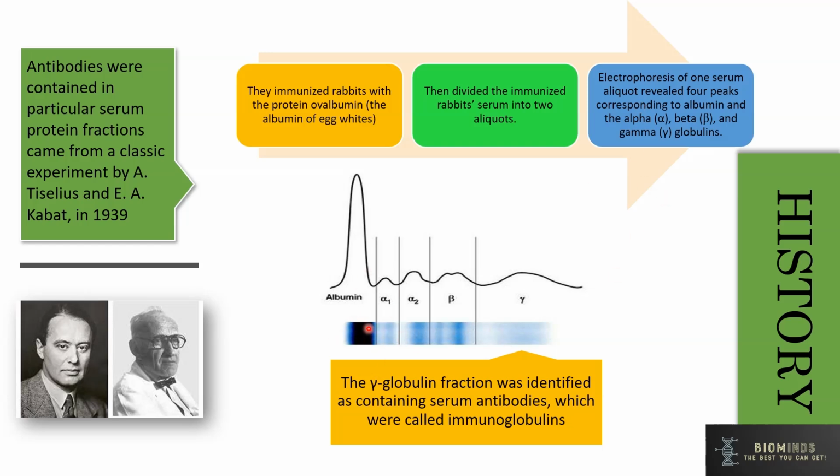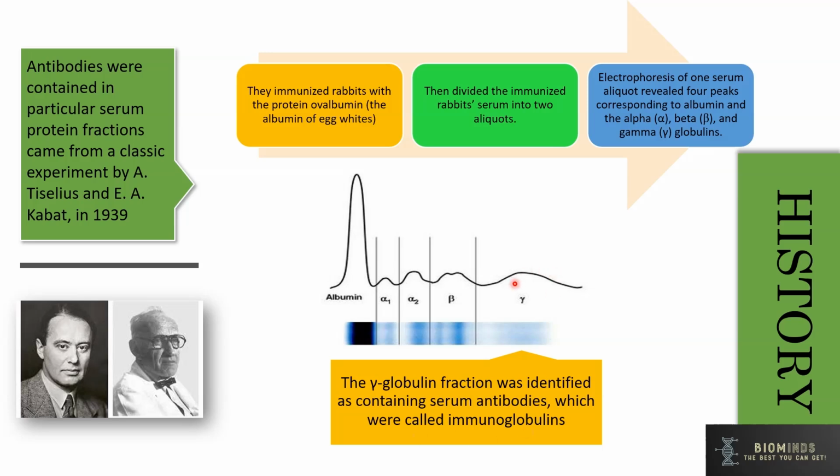The first, very dark peak is of your albumin, because it's the albumin of egg white, so the albumin peak is very high. Next we have alpha 1, alpha 2, beta peak and gamma peak. When they studied this gamma peak, they got to know that there is something in the gamma peak which can fight disease, and therefore they termed this gamma globulin as immunoglobulin, because it has immune response ability or property.